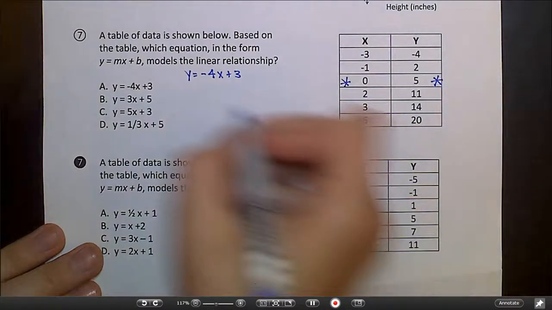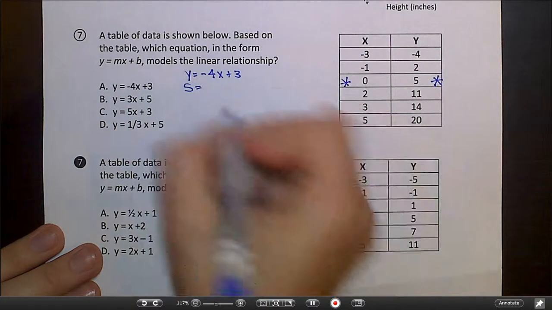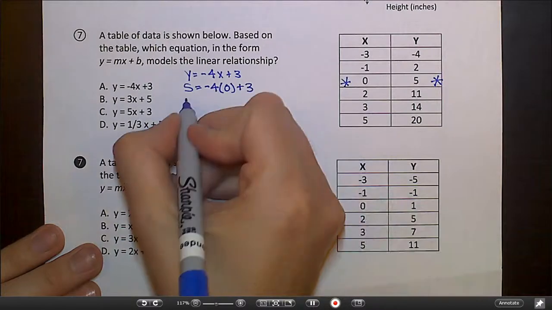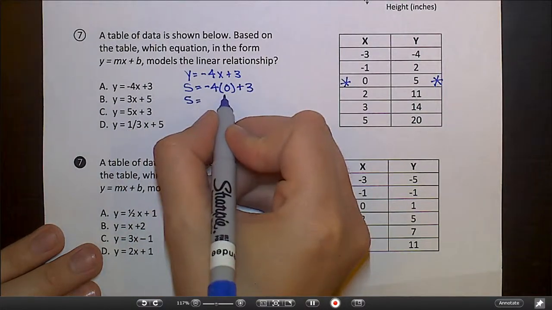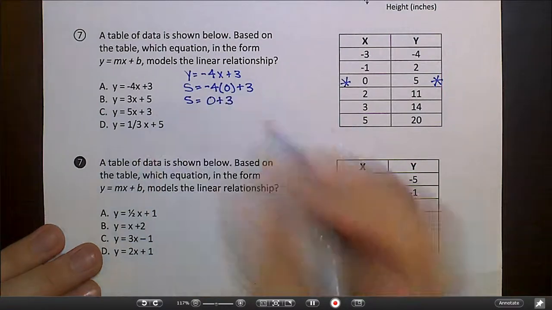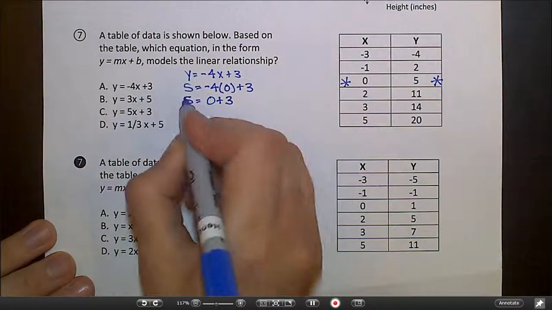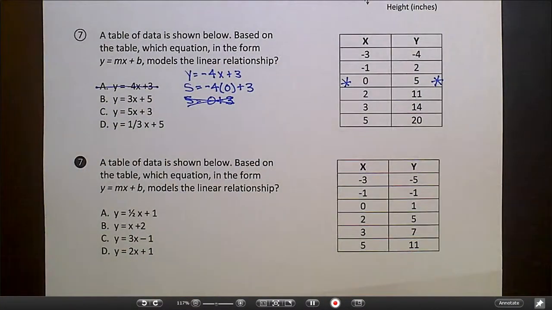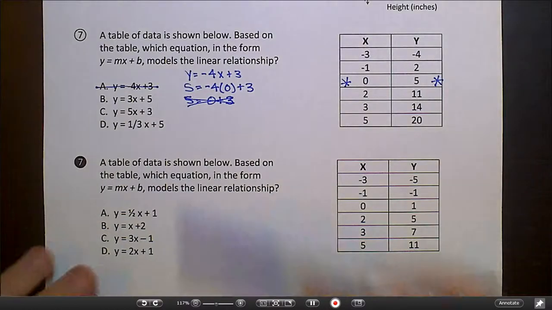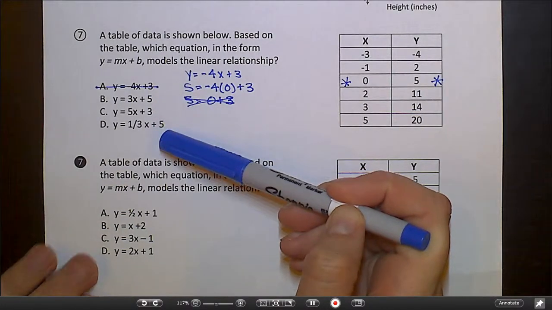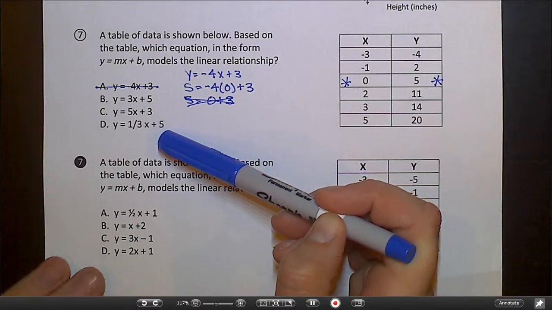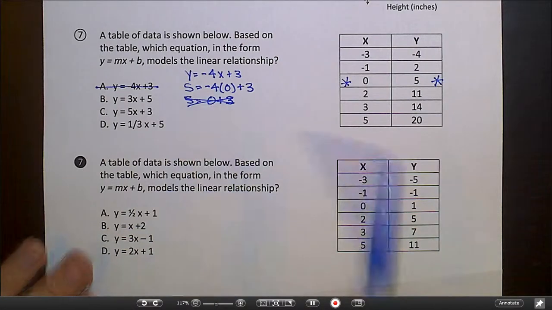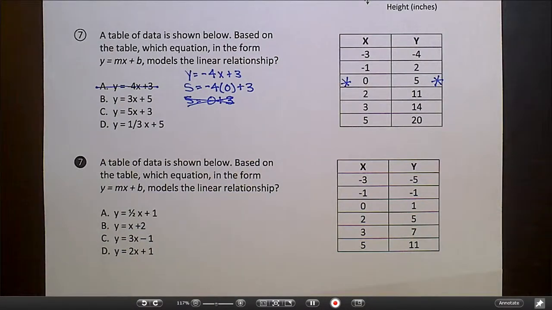So y is 5 equals negative 4 times 0 plus 3. Well, anything times 0 is 0. 5 equals 0 plus 3. Absolutely not. That does not work. And if it doesn't work for that one, then it can't be right. Now, if I get to the end and I've tested all 4 choices and I still don't have a right answer, then I should go back and see if I made a mistake. But for right now, it doesn't look like that one's going to be our answer.